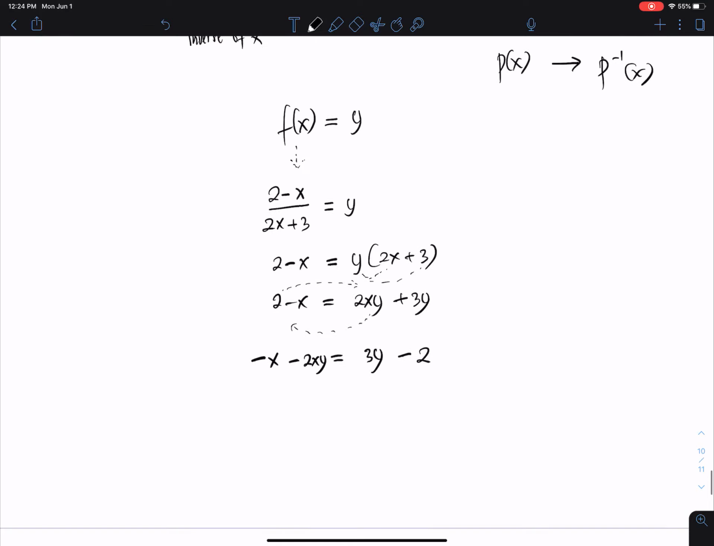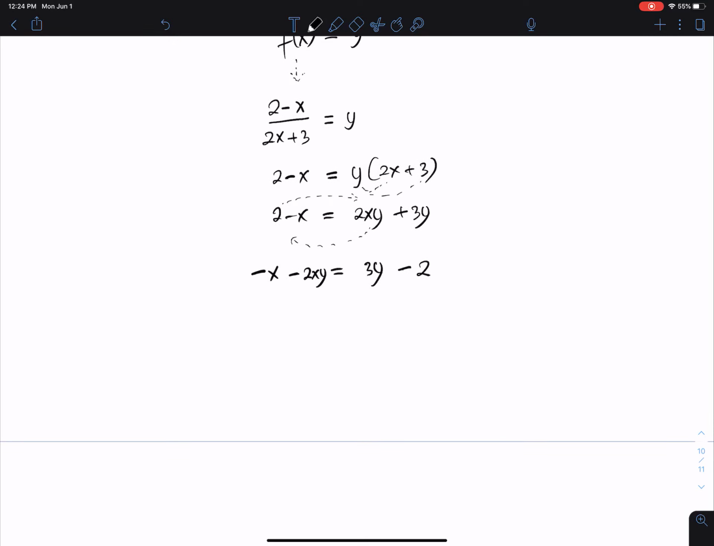Next thing to do, we factorize, take out all the x. So that will be left with minus 1 because this is minus x. And then here minus 2xy, take out x, becomes minus 2y. The other side here is 3y minus 2. Now x is already separated. Then we do the cross multiplication. So x equals (3y minus 2) over (minus 1 minus 2y).